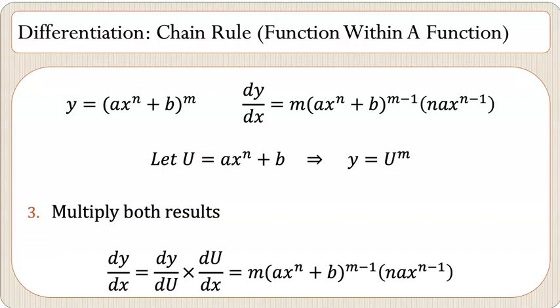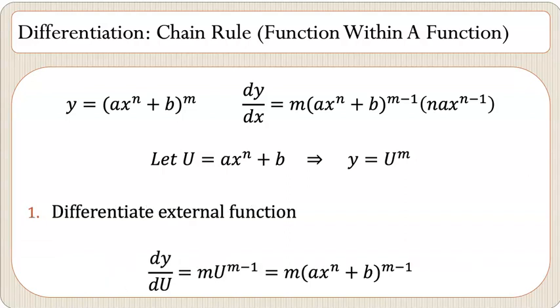So for the chain rule, all we want to know is that we see it as a function in a function. Right, so (ax^n + b), all of that is being raised to the power m. So it's a function within a function. Right, so what we do is we differentiate the outer function. So we bring down the m times what's in bracket raised to the power m minus 1. But then we have to differentiate the inner function as well. So let me show you.